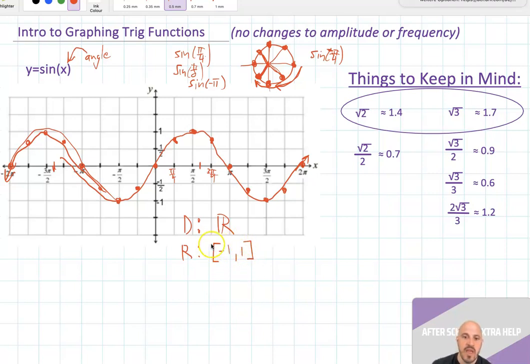From -1 to 1, and the brackets mean inclusive, including the ends. Just a random reminder, if I had parentheses instead, that would mean not including the ends, exclusive. That's not what we have.